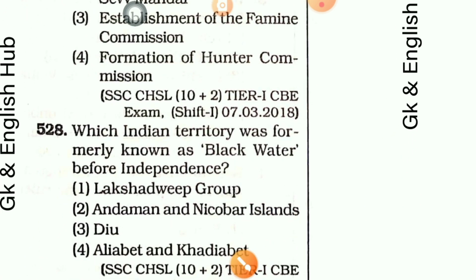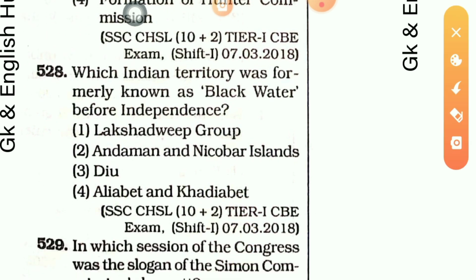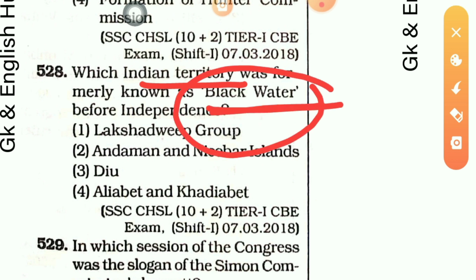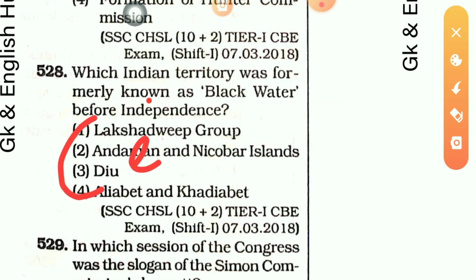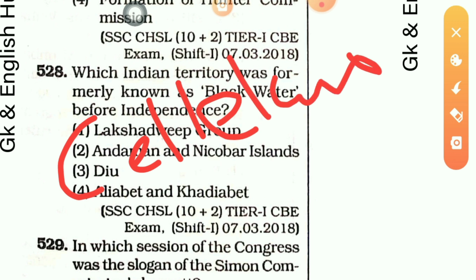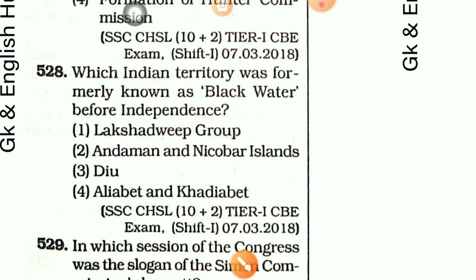Which Indian territory was formerly known as Blackwater before independence? Indian territory known as Blackwater, Kalapani. Yes, this is associated with our freedom struggle. The Cellular Jail. Okay, remember it, Cellular Jail. A colonial prison in the Andaman Nicobar Islands was known as Kalapani. That prison where these freedom fighters were imprisoned.